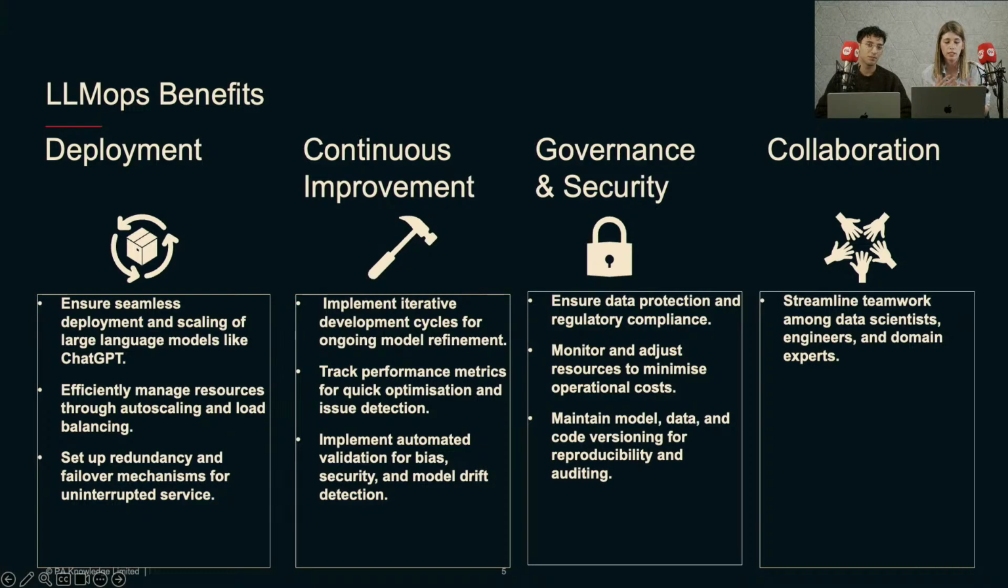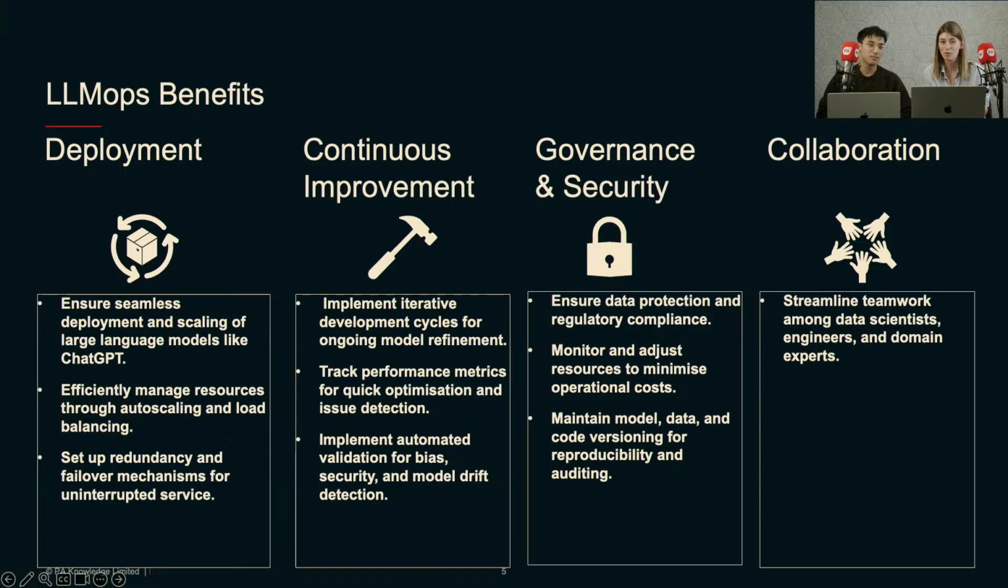We also want to implement an iterative development cycle for ongoing model refinement, track performance metrics for quick optimization and issue detection, as well as implement automated validation for bias, security, and model drift detection. Under governance and security, ensure data protection and regulatory compliance, monitor and adjust resources to minimize operational costs, as well as maintain model, data, and code versioning for reproducibility and auditing.